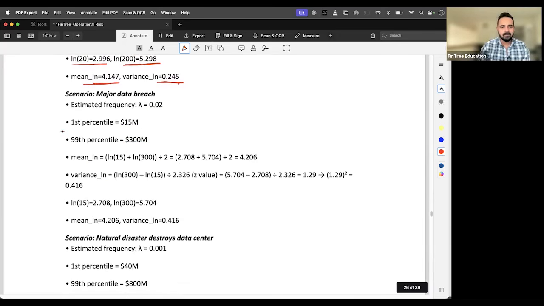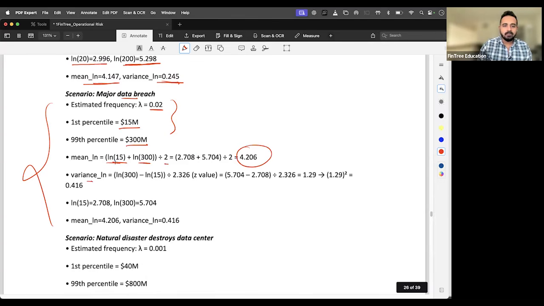Same scenario. This is a little more comprehensive. Look at this. Major data breach. Lambda value, first percentile, second percentile given. What is the mean? Take the mean here, divide by 2, 4.206. What is the variance?